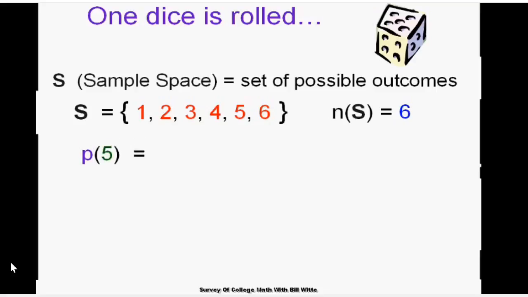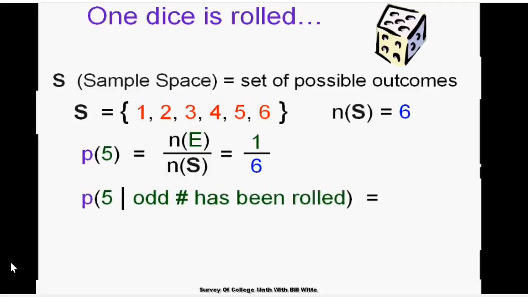So the probability of getting a 5 is the number of ways of getting a 5 over the sample space. So how many ways can I get a 5? Only one. So the probability of getting a 5, quite simply, is 1 out of 6. I think you already knew that. Wait a minute. What if I said I want the probability of 5 given that an odd number has already been rolled? Now, I have some new information. The new information is that an odd number has been rolled.